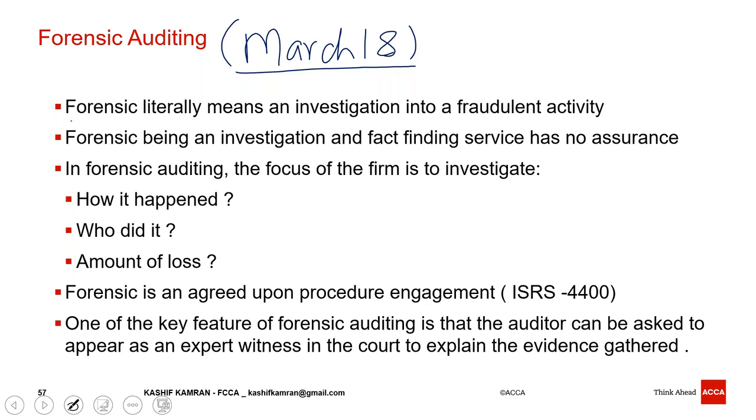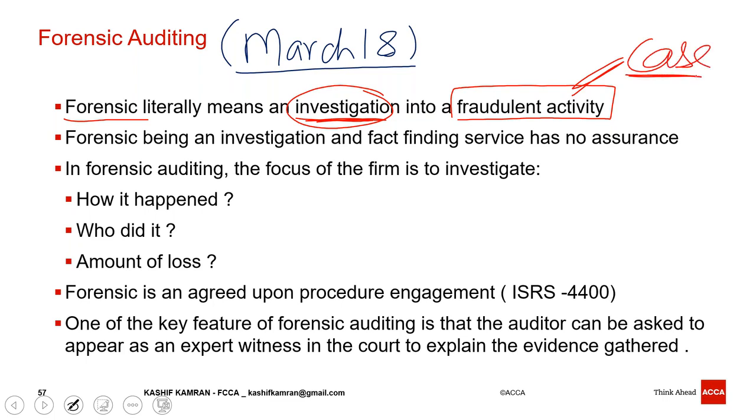Okay, forensic. Forensic literally means investigation. So the dictionary meaning is to investigate a fraudulent activity. In P7, investigating a fraudulent activity is the context, and that would be given in the case. Forensic being an investigation has no assurance, because when you do a forensic investigation, you're not giving any assurance. You're doing an investigation. Investigation does not have an assurance, right?